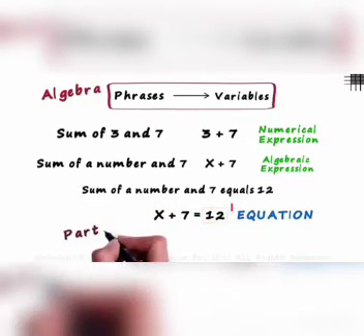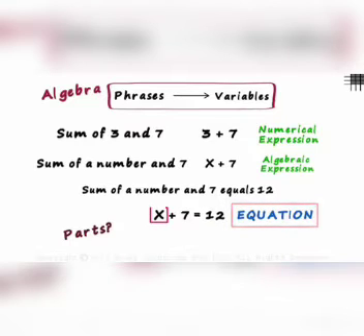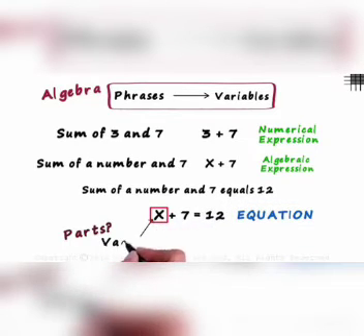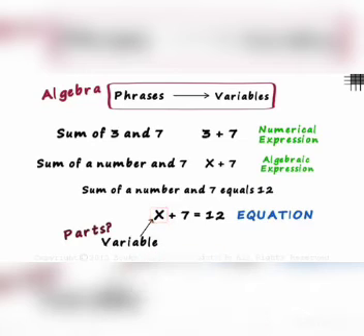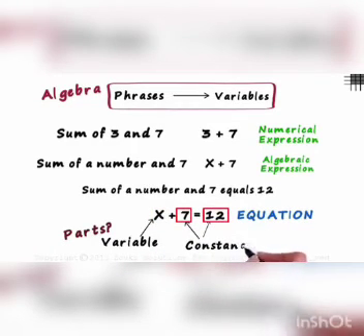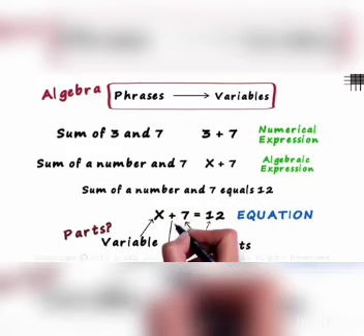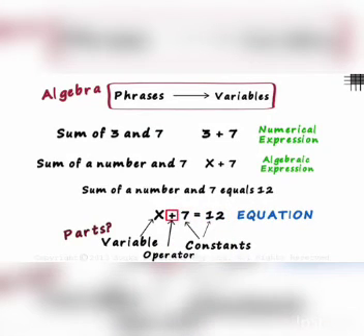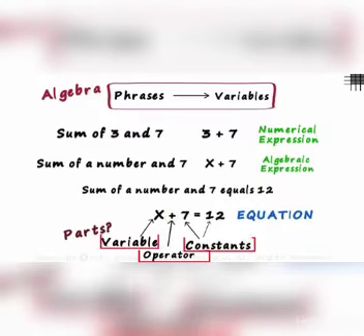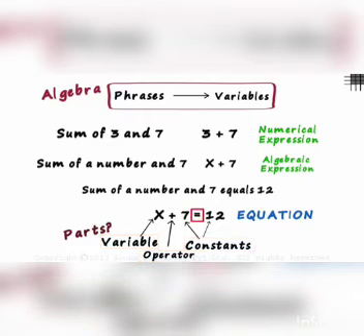What are the different parts of an equation? This is called the variable. That is what we are expected to find. And these two numbers are called constants as their value remains constant. There are also operators like addition and subtraction. So these are the important parts of an equation. Remember, the equal to sign divides the equation into two sides, the left-hand side and the right-hand side.